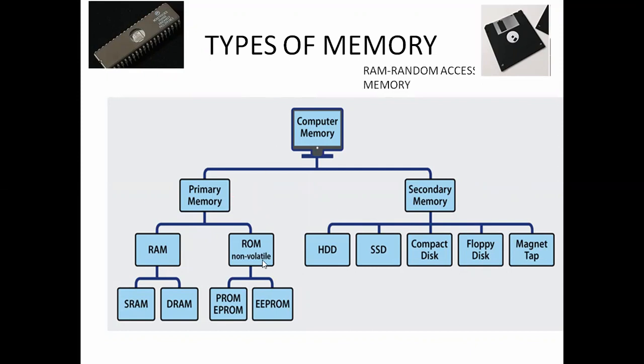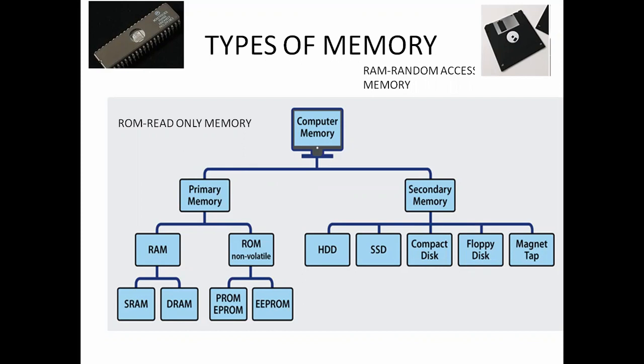What is meant by ROM? It is a read-only memory. It is non-volatile in nature. What is meant by non-volatile? It retains the data even when you turn off the computer. So the major difference between RAM and ROM is that RAM is a temporary memory, ROM is a permanent memory.